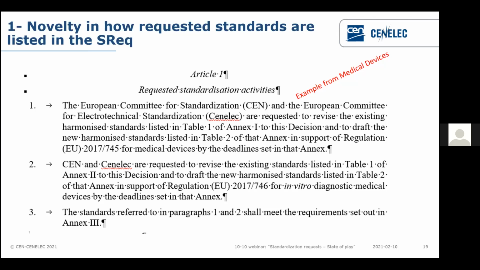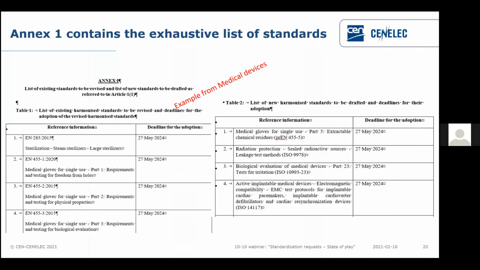So the ESOs are requested to revise the standards listed in Table 1 of Annex 1 and draft new harmonized standards listed in Table 2 of Annex 1. Look also at the last paragraph. The standards referred to in paragraphs 1 and 2 shall meet the requirements set out in Annex 3. This is not a real novelty. I will show you later how this article looks like and also the annex.